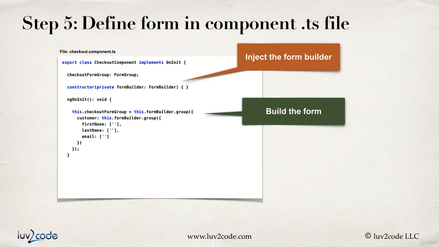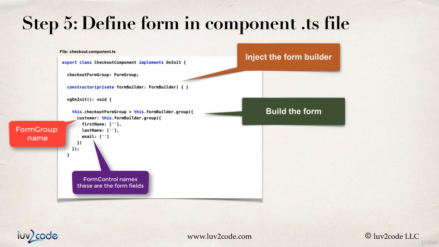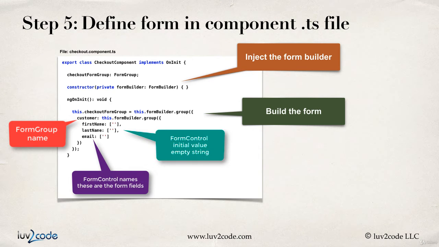And then for the first item here, we have customer. So that's the key for this group. And then we have this.formBuilder.group. And then we give the actual fields here for this given group. So we have first name, last name, and email. The quotes in square brackets, that means that's the initial value. The initial value for these form fields will be an empty string.